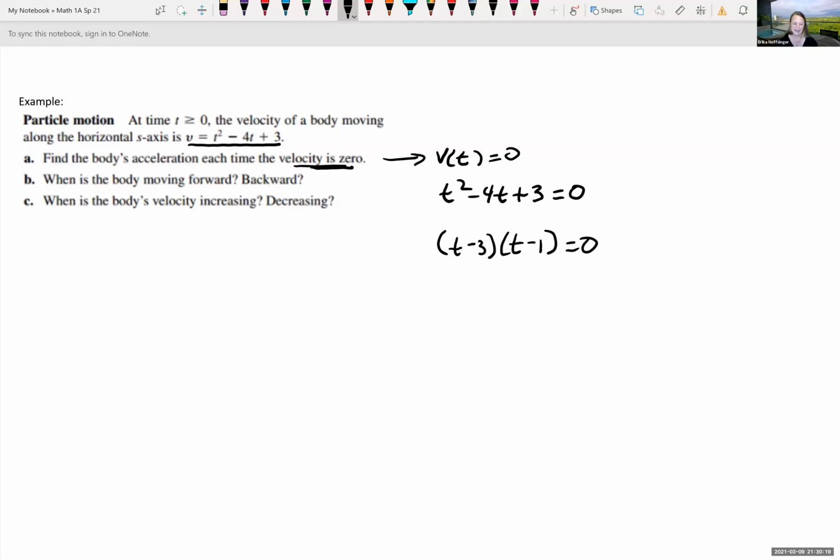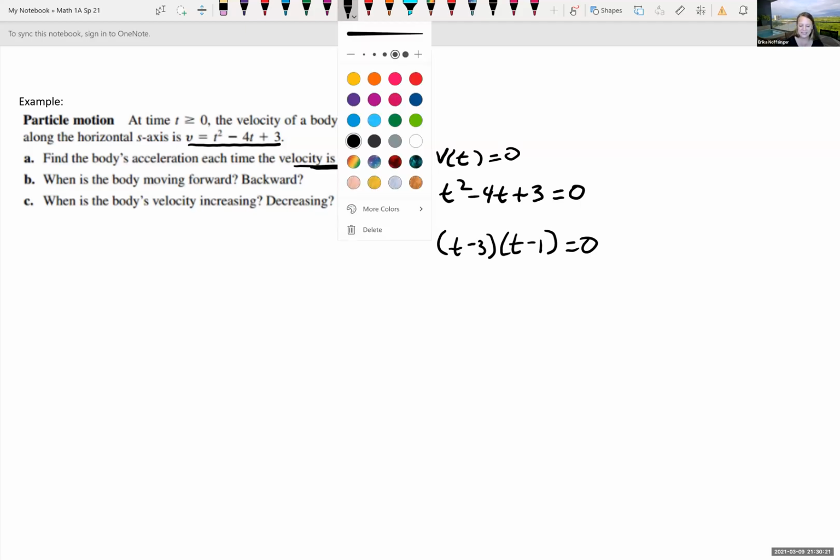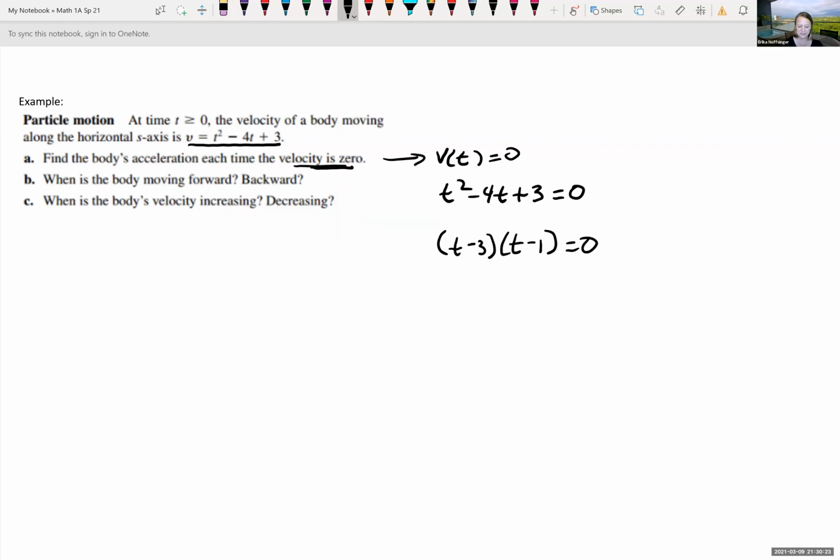And so now looking at this, we can figure out what values of t make this equal to 0. 2 minus 3 is equal to 0 when t is 3, so at 3 seconds. And t minus 1 is equal to 0 at t equals 1. And I'm just, for some reason, assuming seconds because of that last problem, but it doesn't tell me that this is seconds. Okay, so we found out where our velocity is 0, t equals 3 and t equals 1.